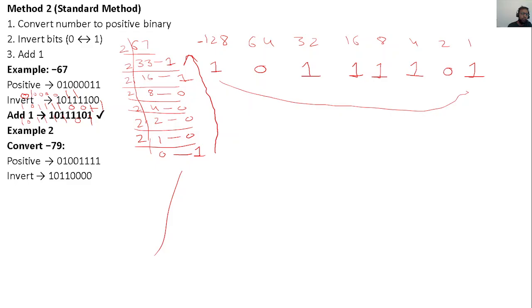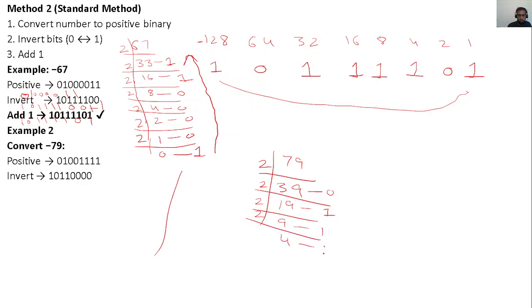Let's do it with the, okay, let me see. If we take 79, we convert it into binary by dividing by 2. 79 divided by 2 gives 39 with the remainder 1, as 79 is an odd number. 39 divided by 2 gives 19, remainder 1. 19 divided by 2 gives 9, remainder 1. 9 divided by 2 gives 4, remainder 1.